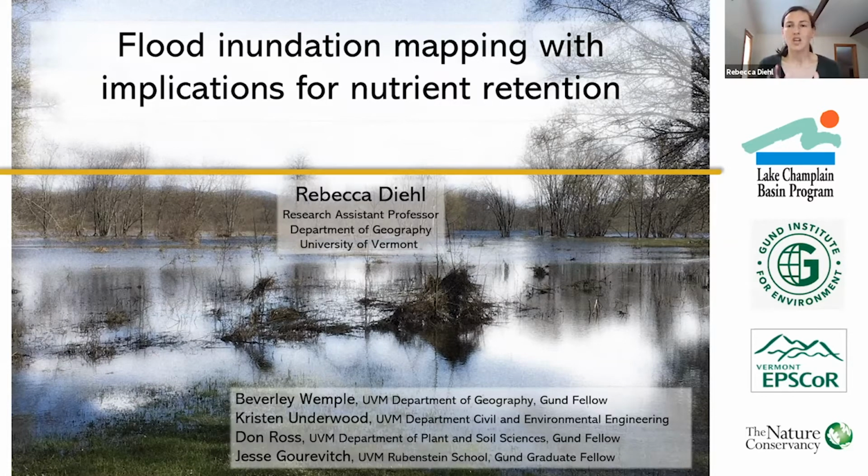Generally, my work is focused on understanding the functioning of floodplains. And by that, I mean specifically looking at their capacity to retain sediment and nutrients. And I've also been looking at how their level of hydrologic connectivity controls some of that functioning.